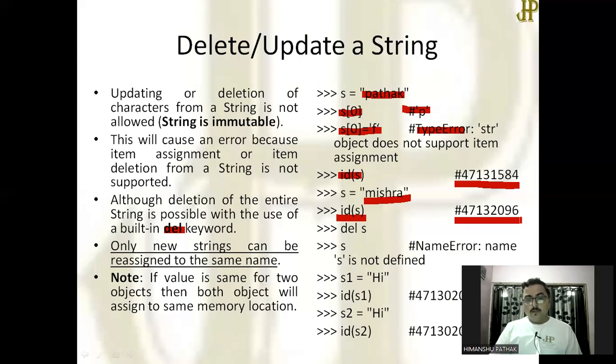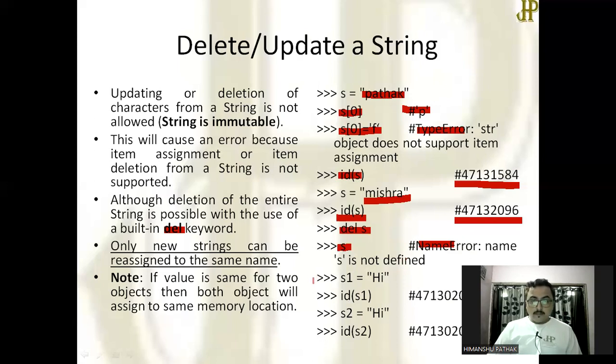Okay. Now I am going to delete the whole string s, del s. After the completion of this statement, I am going to print s. So an exception is generated, name error. Why? Because s is deleted. So it shows that name s is not defined.